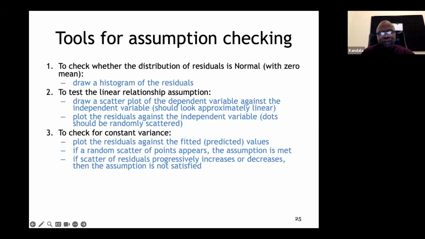So I have another question here. You mainly talk about plots to check assumptions. What about some formal tests like the lack of fit test?